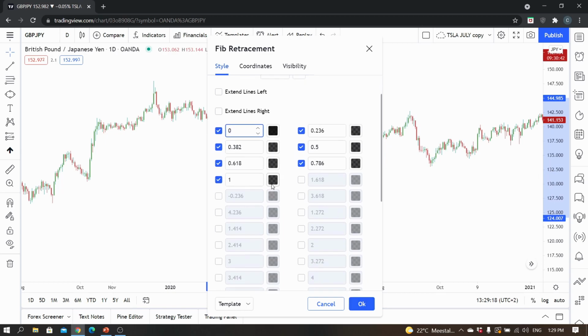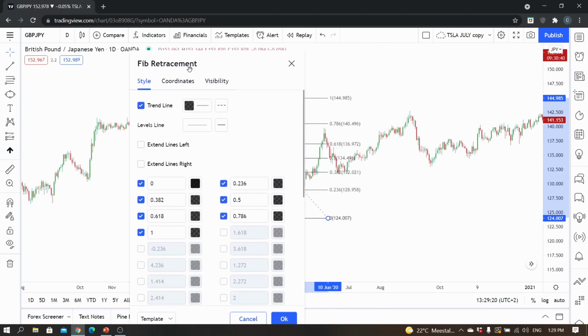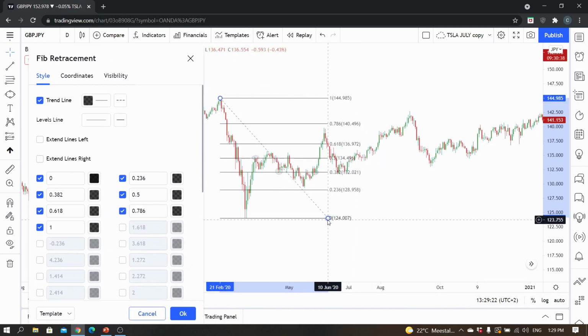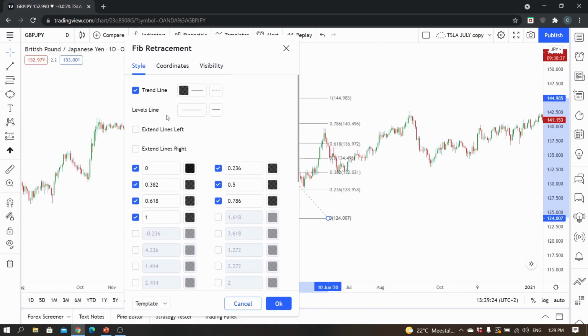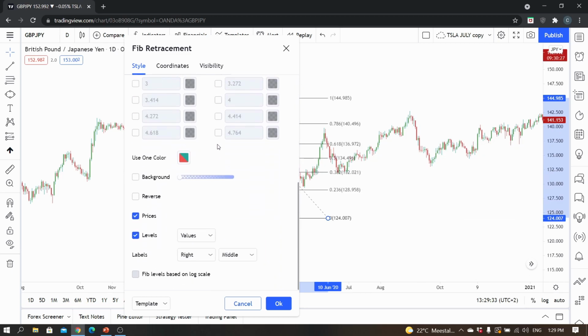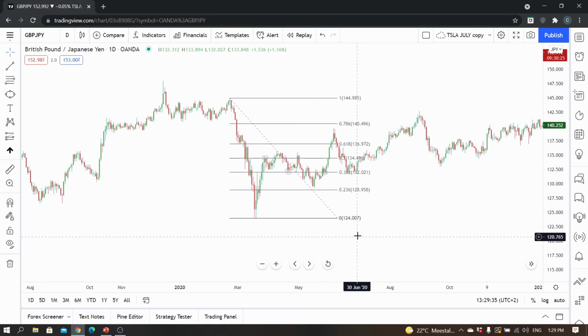You can give them colors here. You can also put a trend line in the middle, which is quite handy to find the dots. So I'll leave it. You can also extend the lines. That's good, but I don't use it. You can use it if you want to.